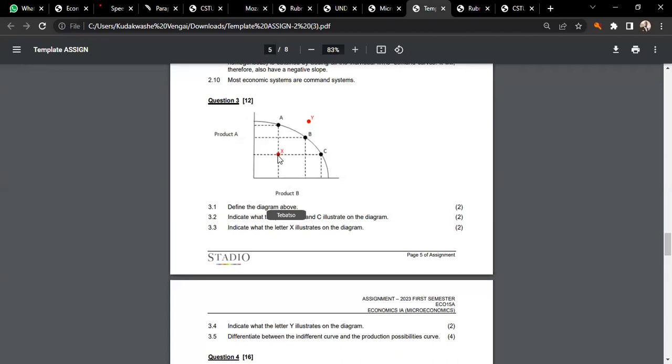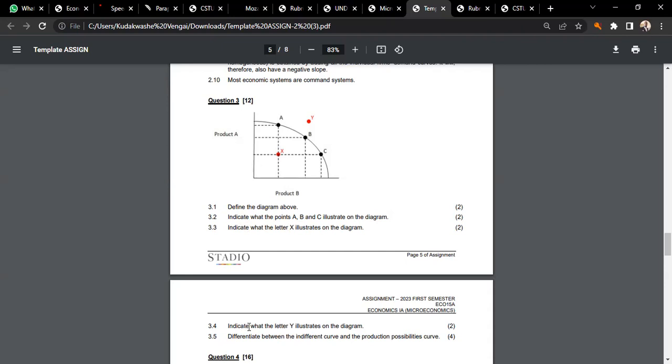So with letter X, it's inside the production possibility frontier. And when we're producing inside the production possibility frontier, we're producing at an inefficient point or inefficient level in regards to the combinations that you're producing. So hence, letter X indicates an inefficient level of production. So this highlights inefficiency here, or underutilization of resources, because you're not fully utilizing the resources. So you'd have answered 3.3.